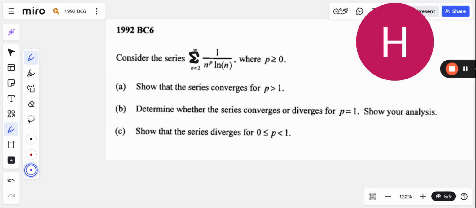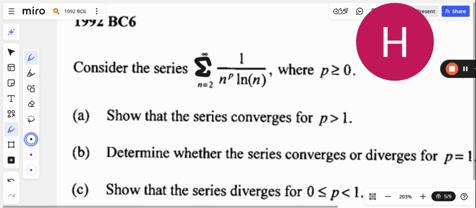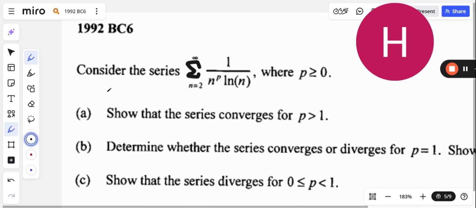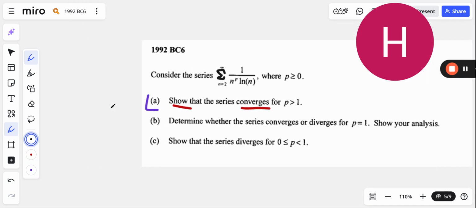So if we consider the series, I had to include the sigma because for some reason the sigma didn't come out very well. The series from 2 to infinity of 1 over n to the p times ln n, also in the denominator. The first task is to show that the series converges for p greater than 1. Well, we're going to do that by a simple direct comparison.